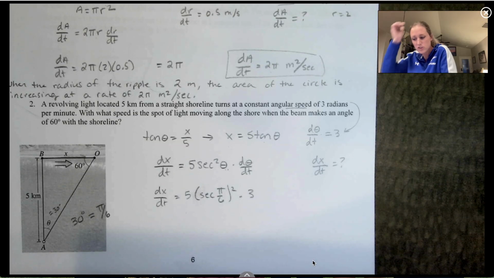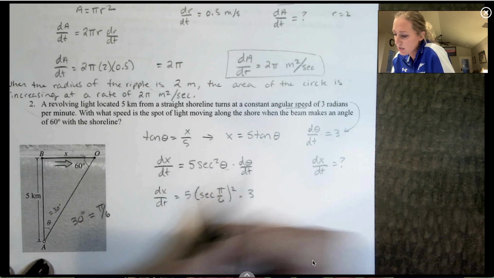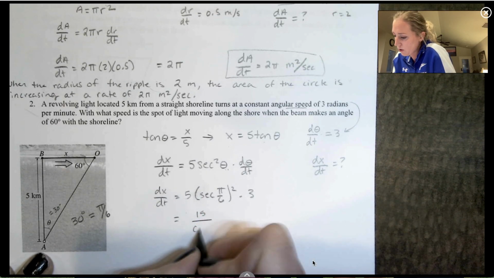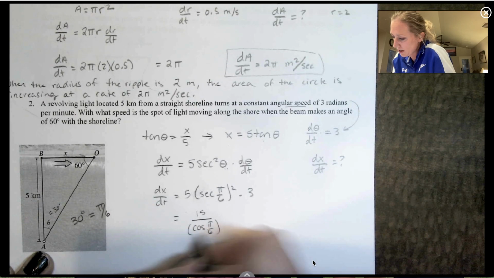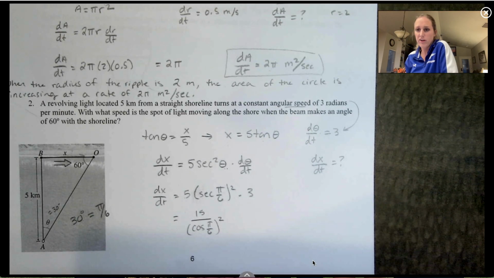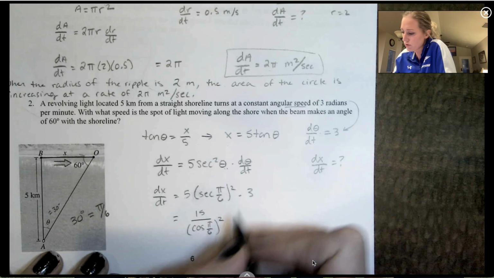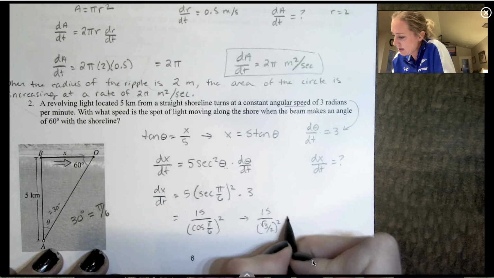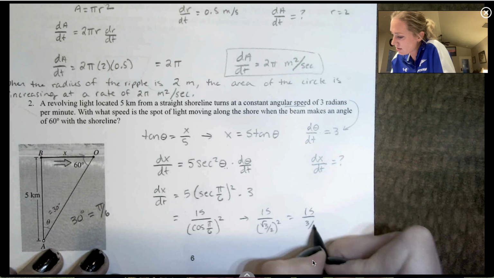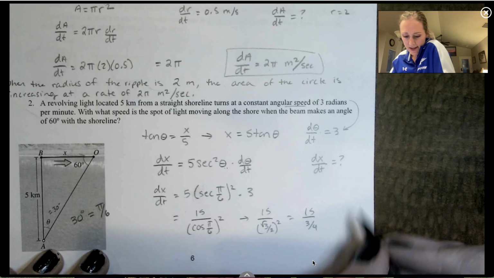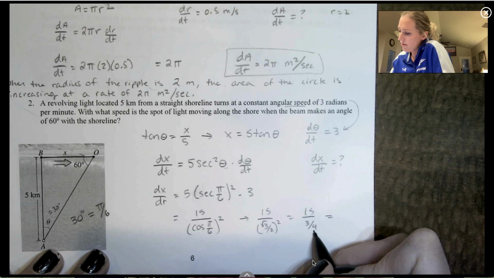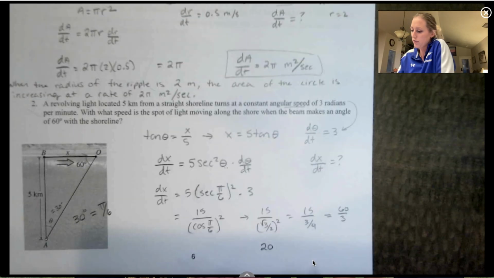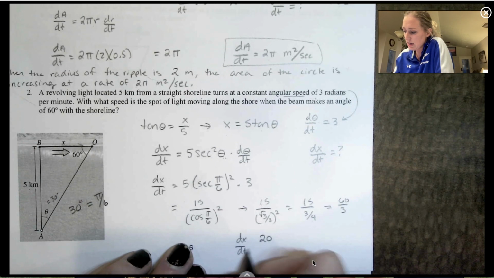All right, so remember secant is the same as 1 over cosine. So I could also write this as 5 times 3 is 15, and then cosine of pi over 6 squared. Okay, so what is cosine of pi over 6? Cosine of pi over 6 is root 3 over 2. So we got 15 over root 3 over 2 squared, which is 15 over 3/4. Flip and multiply, and I end up with 60 over 3, which is 20. Okay, so our dx/dt is 20.